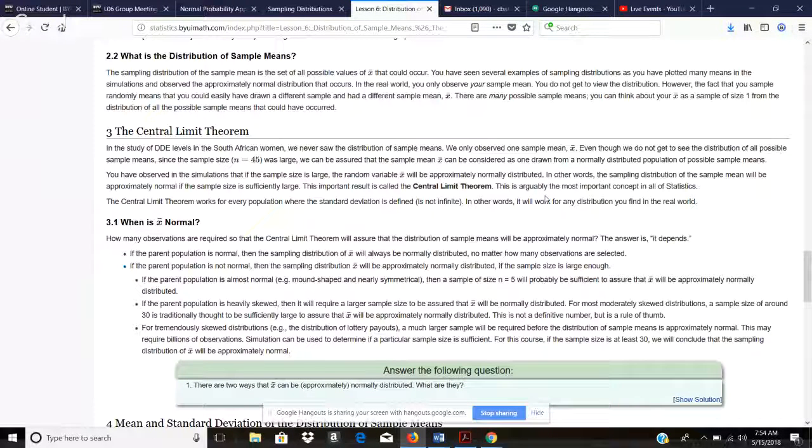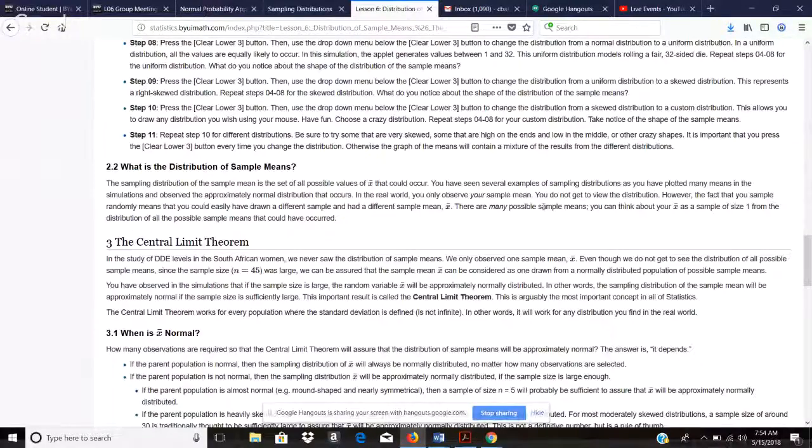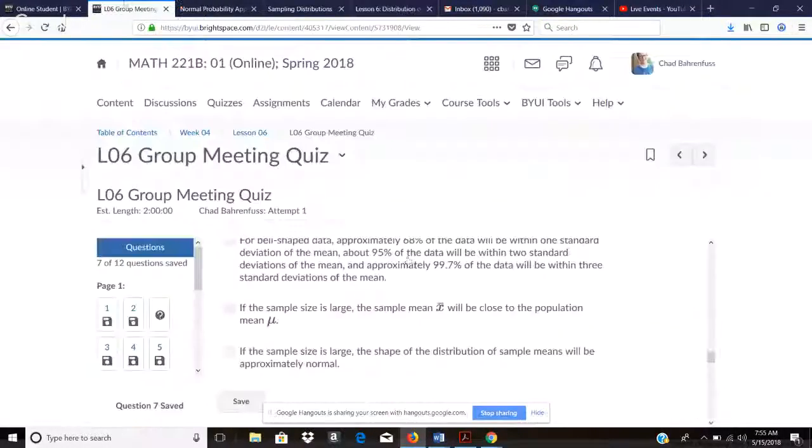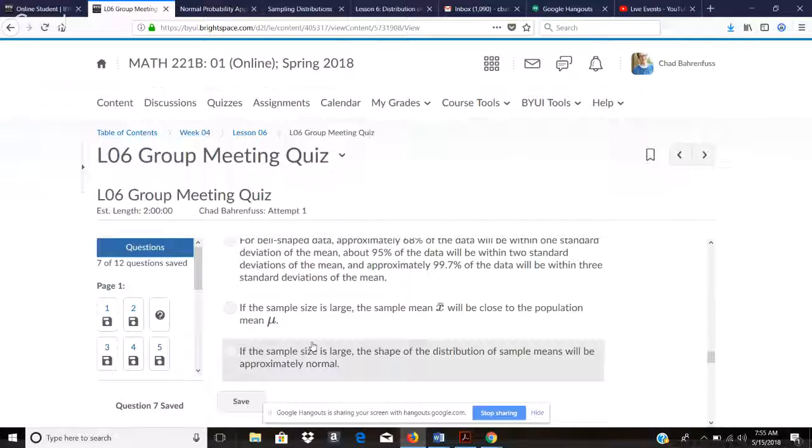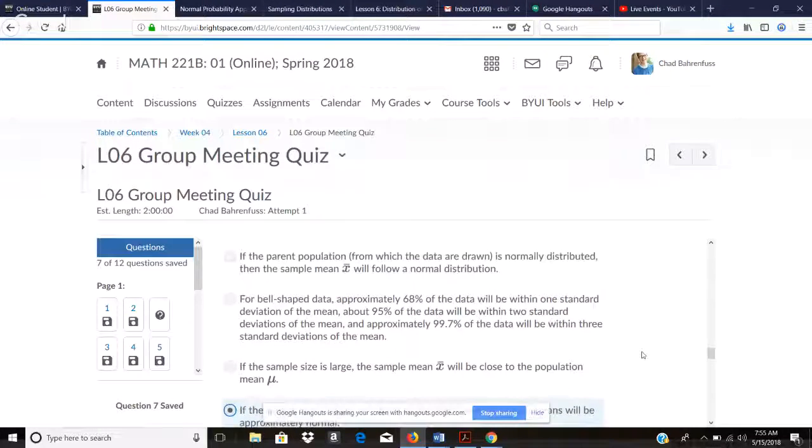Where did you read that? Oh, in the second paragraph, close to the bold letters that say central limit theorem. It starts, you have observed, in simulations, that if the sample size is large, the random variable X bar will be approximately normal. Sample size large. Is it this one right here? The sample size is large, the shape of the distribution of sample means will be approximately normal. Yeah.